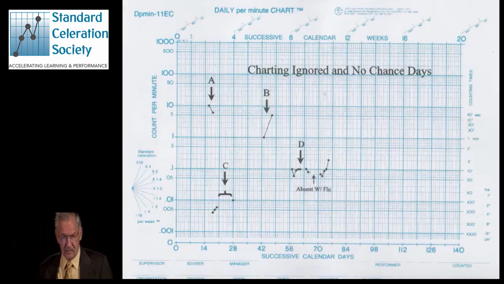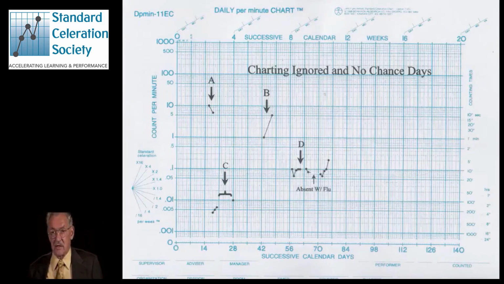Number one, it can be recorded. We count and time it and drop a frequency dot. Number two, it is ignored, and so we just draw a line through that day, connecting the closest recorded days. And the third thing that can happen is there's no chance. Now you can see, looking at panel D in the figure, examples of all of these things going on at the same time.